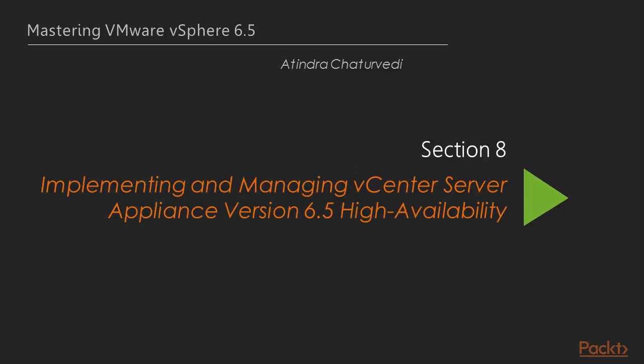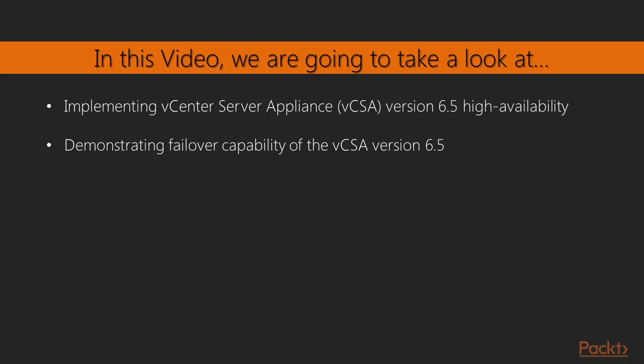In this video, we will look at implementing and managing vCenter Server Appliance version 6.5 high availability. This is a new capability that's available in the vCenter Server Appliance, the VCSA version 6.5. We will also demonstrate the failover capability of the VCSA and give you some pointers as to how you might actually want to implement it in production using anti-affinity rules and the like.